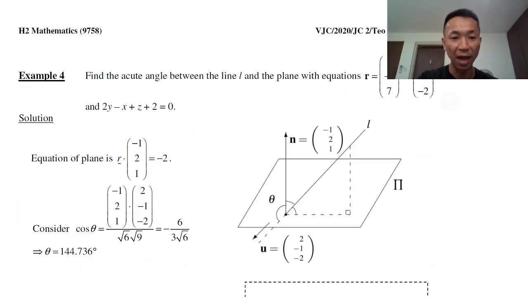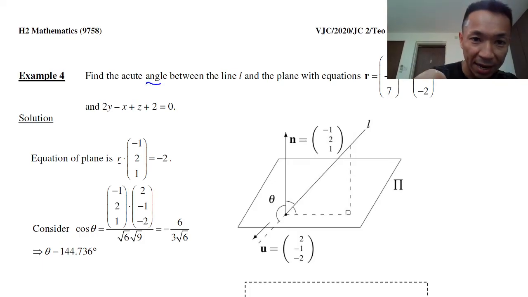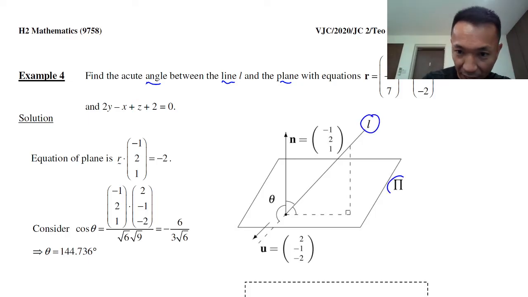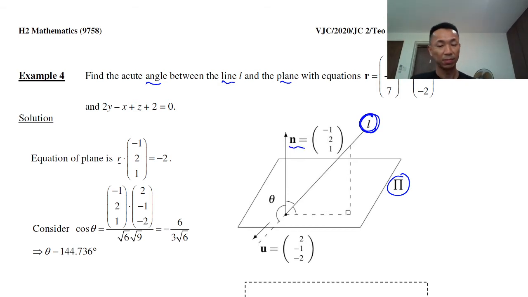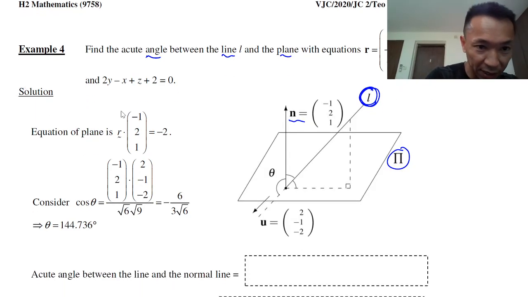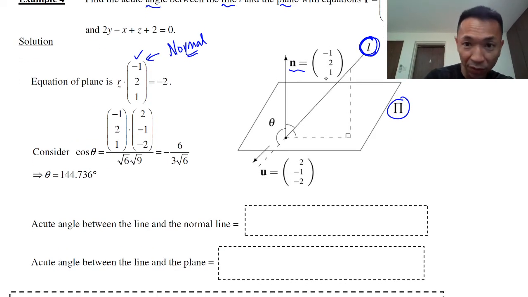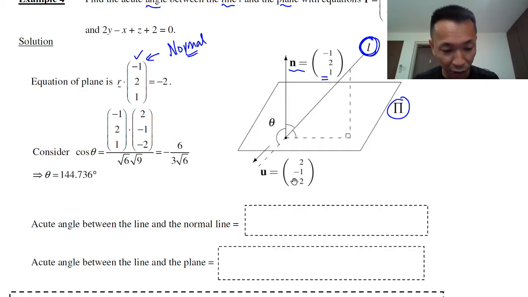So all you need to know now is how to find the angle between a line and a plane. First, I draw a diagram. This is my line. This is my plane. I first find the angle between the line and the normal. And find the normal first. So the equation of the plane is this one. This is the normal vector. Emphasize, this is the normal. Then when I take the dot product between the normal and the direction vector of the line, I will get a certain cosine theta. In the end, I take cosine inverse, I get 144.